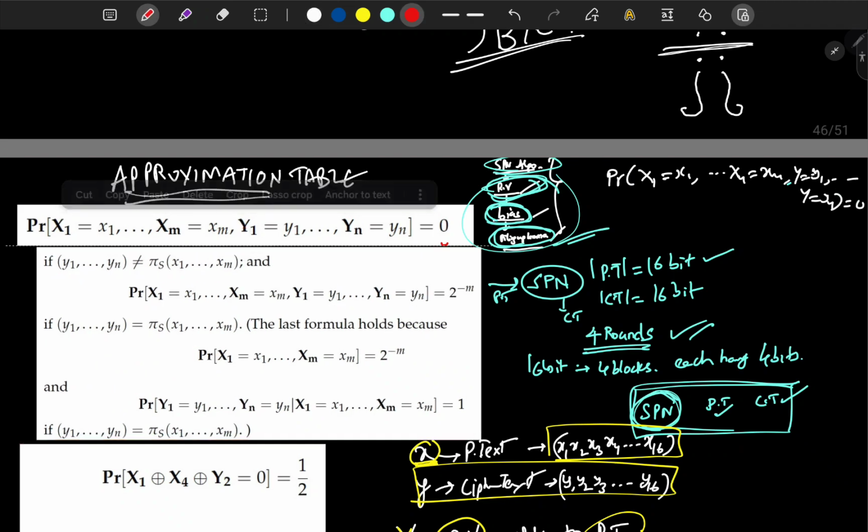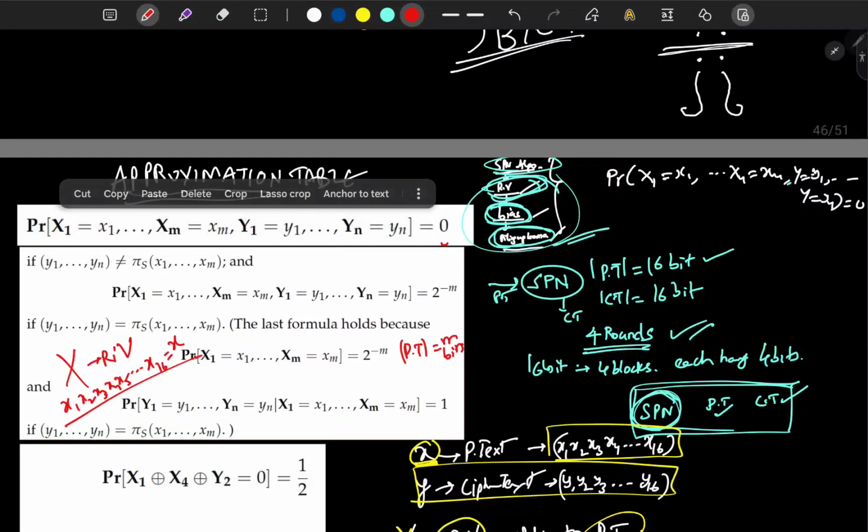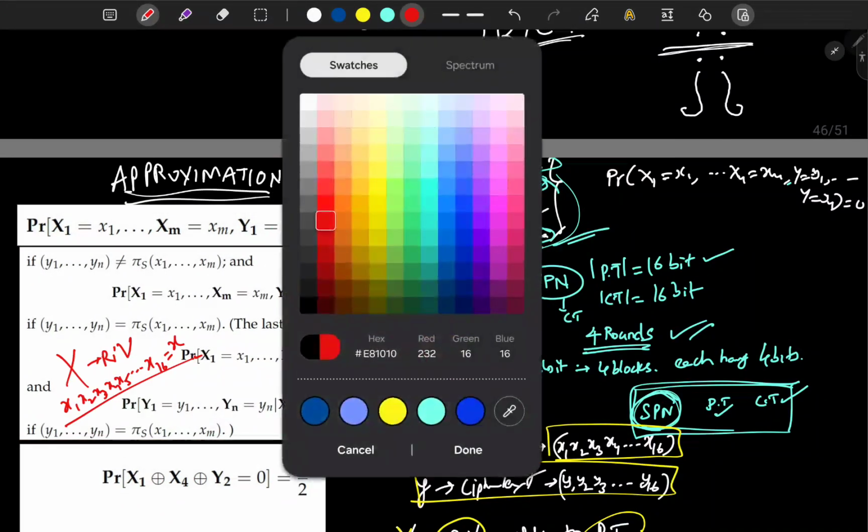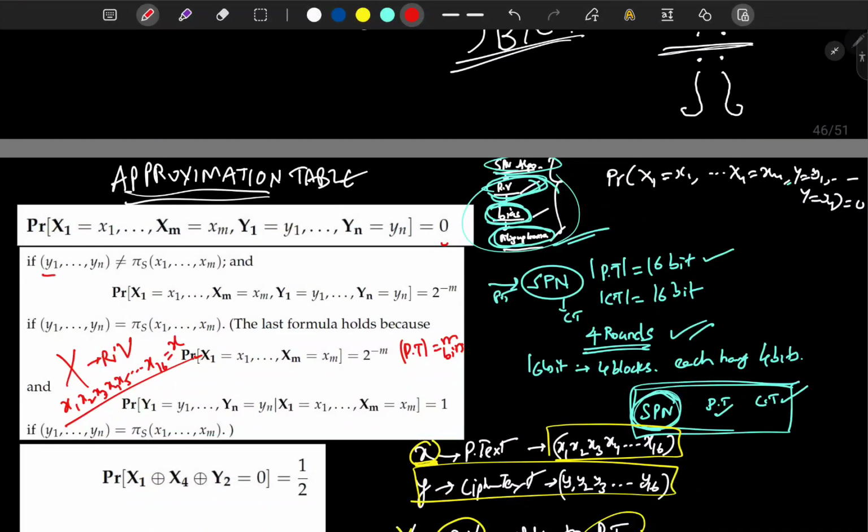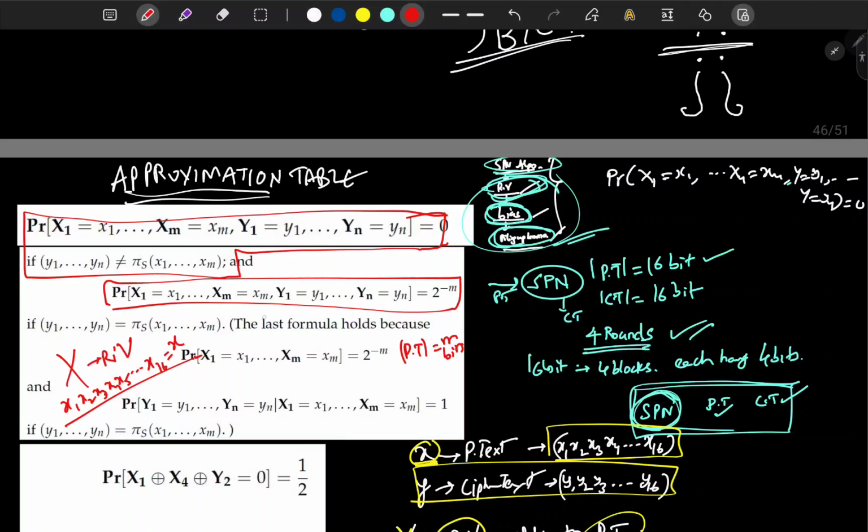If you give an input to the S-box, it will produce an output, right? If that output is not equal to y1, y2 and so on, then the probability is 0. You have to remember this. Next we are saying that the probability that capital X1, X2 and so on Xm is equal to 1 by 2 power m.